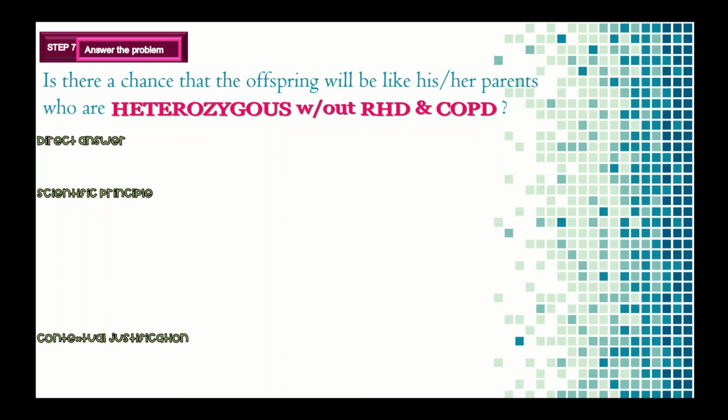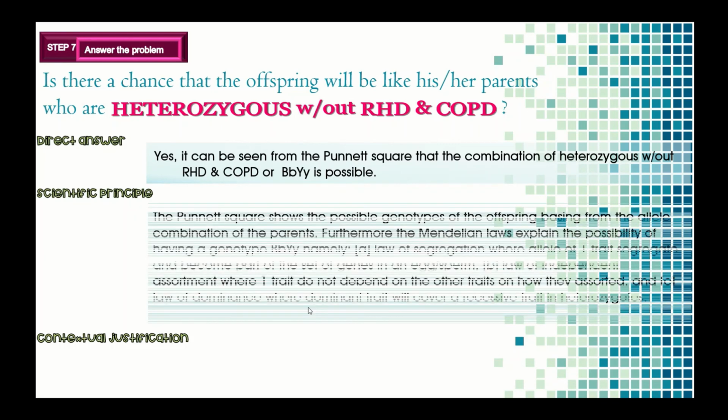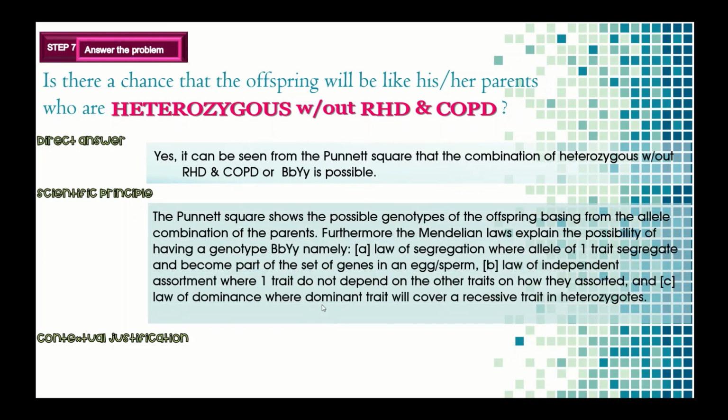The question is, is there a chance that the offspring will be like his or her parents who are heterozygous without RHD and COPD? For the correct answer, the answer is yes. It can be seen from the Punnett square that the combination of heterozygous without RHD and COPD, or capital B and small b, capital Y and small y, is possible. The Punnett square shows the possible genotypes of the offspring basing from the allele combination of the parents.